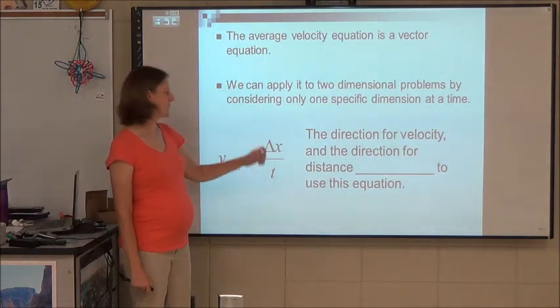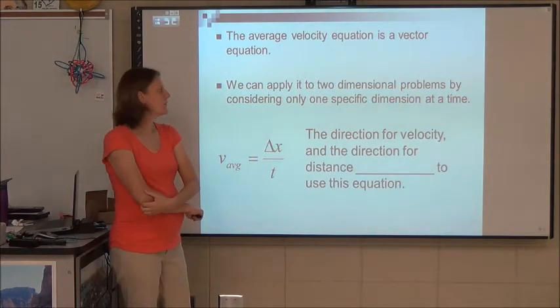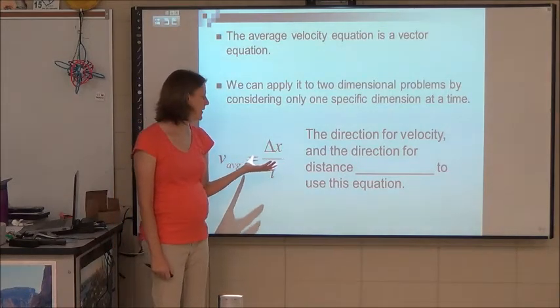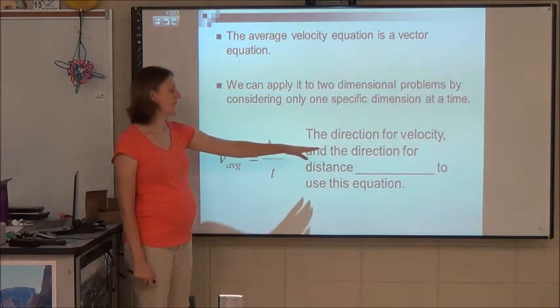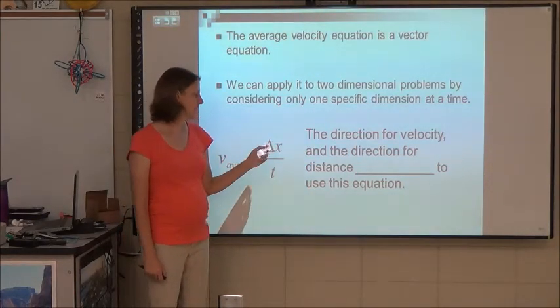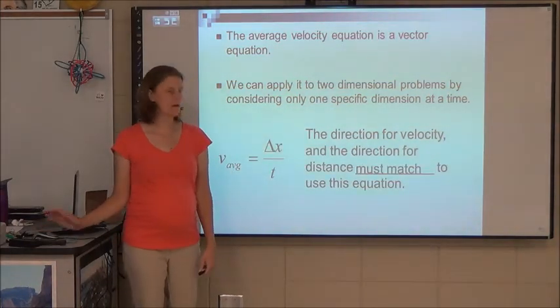Remember, the average velocity equation is a vector equation. And we can apply it to two-dimensional problems by considering one dimension at a time. So the direction for velocity and the direction for distance, really displacement, must match to use this equation.